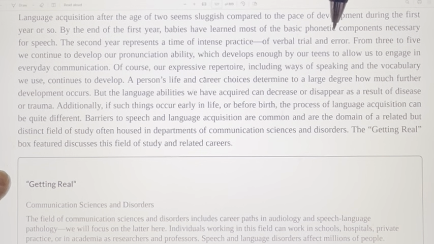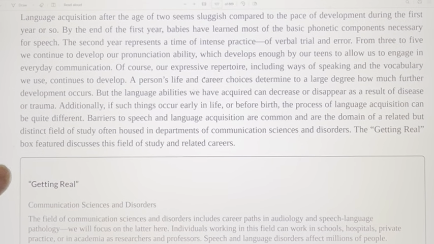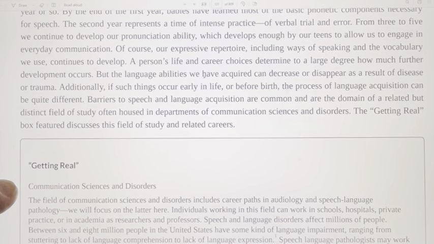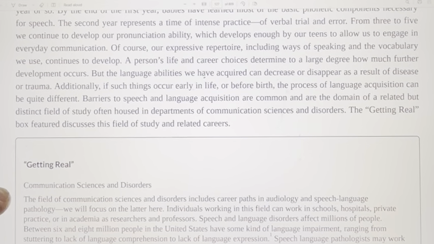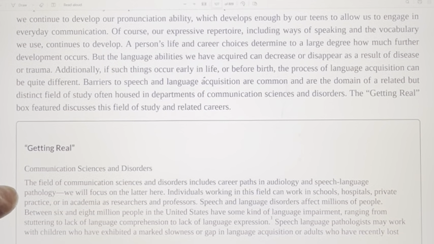Phonetic, just think of the concept of phone. Basically, it's sound. Phonetic components necessary for speech. The second year represents a time of intense practice of verbal trial and error. From 3 to 5, we continue to develop our pronunciation ability, which develops enough by our teens to allow us to engage in everyday communication.